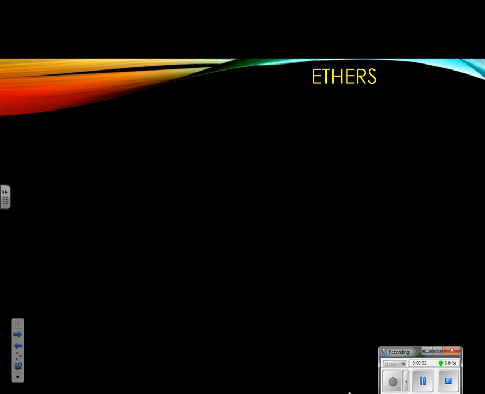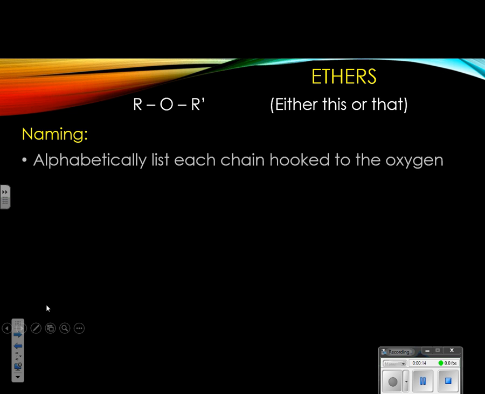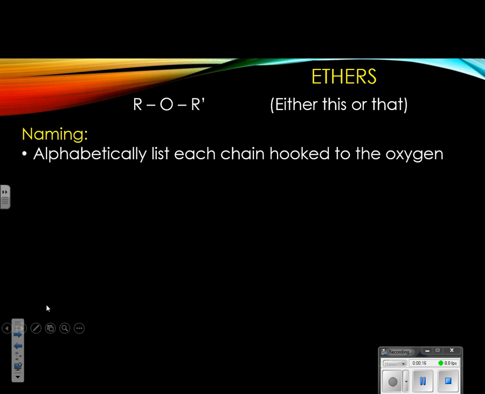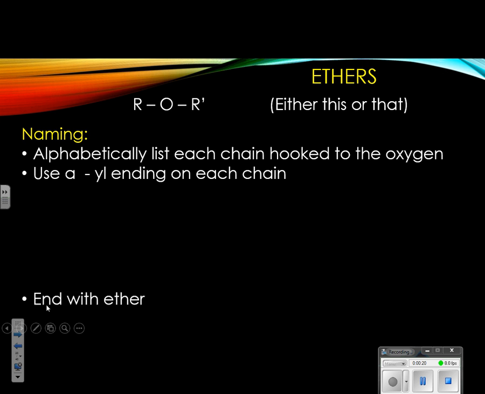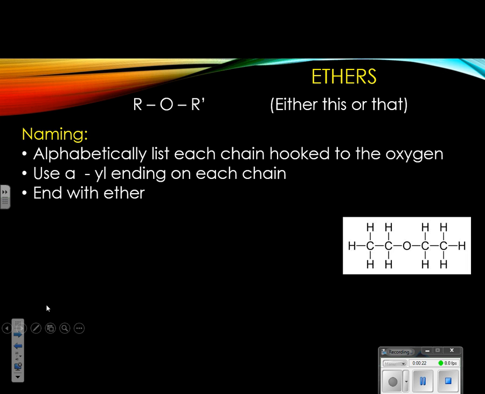Okay, so here we go with the second video for chapter 14 on ethers. Remember, as I told you at first, it's ether this or that. That's because when you're naming it, you alphabetically list each chain hooked to the oxygen. You change the ending of the chain to -yl because it's attached to something, and then you end with ether. So if we take this one, we have 2 carbons and 2 carbons, and 2 carbons is ethyl, and we have 2 of them, so we go diethyl ether.